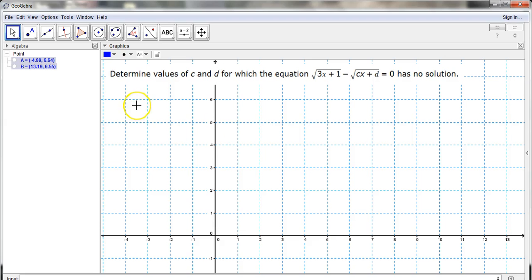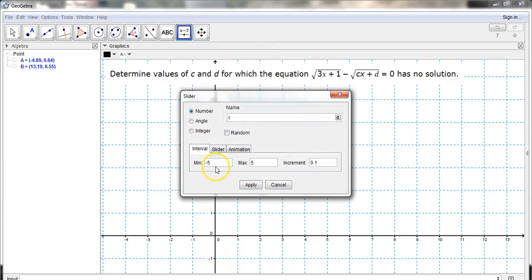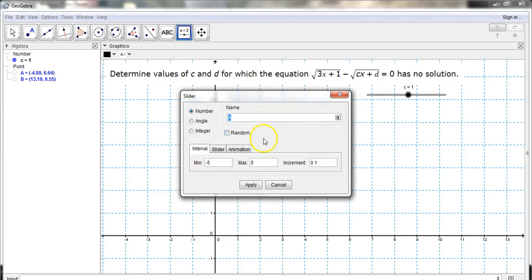So I got a GeoGebra window open and I just put the problem on here so that we can see what we're doing for the video. The first thing that I did was I grabbed my slider tool and I'm just going to put a slider for c. And then the values, we'll just make it from negative 20 to 20, and we'll just jump by ones. So there's my c slider. Here's my d slider. Same deal. We'll just go from negative 20 to 20.